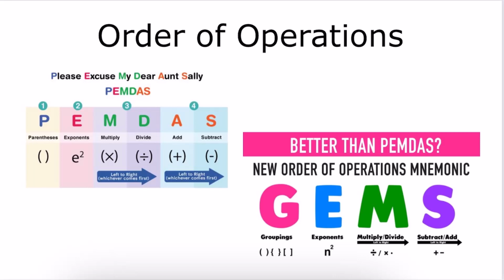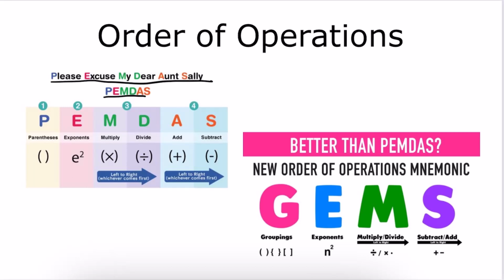So one of the most common mnemonics for remembering the order of operations is PEMDAS, or please excuse my dear Aunt Sally. And what that means is that you do parentheses first, then you do exponents, then you do multiplication and division from left to right, whichever one comes first. Then you do addition and subtraction from left to right, whichever one comes first. And that's the order that you do the operations in.